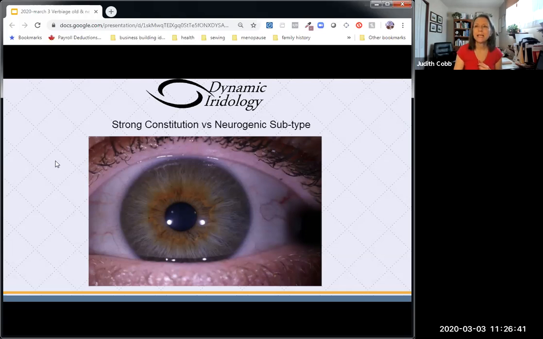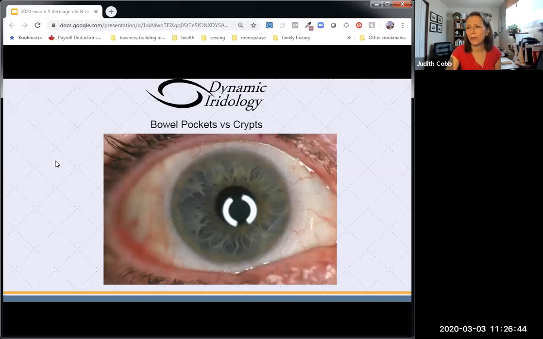All right. Next one, bowel pockets versus crypts. As a holistic practitioner, I have no way to look inside a person's body, and I cannot confirm the presence of bowel pockets or diverticuli, as the medical world would like to call them. When we look at this iris, we see some very tiny, very dark, diamond-shaped or teardrop-shaped lacunae attached to the collarette, and they can be inside or outside the collarette.